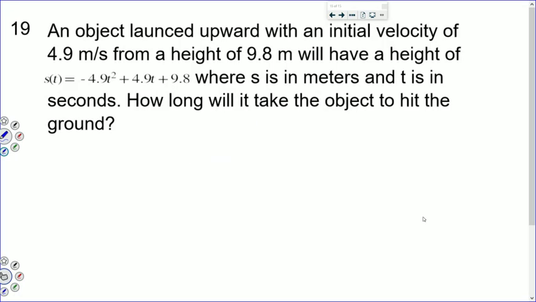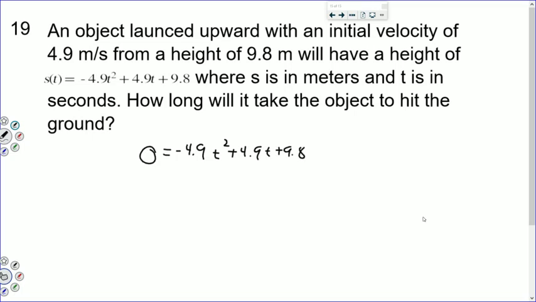Next, and actually last, an object launched upward at a velocity of 4.9 meters per second from a height of 9.8 meters will have a height s of t equals negative 4.9t squared plus 4.9t plus 9.8, where s is in meters and t is in seconds. How long will it take for the object to hit the ground? Since s is the height in meters, the ground's height is 0. So 0 equals negative 4.9t squared plus 4.9t plus 9.8.